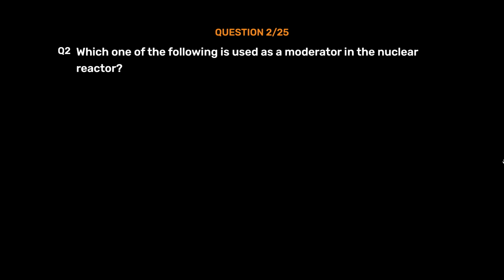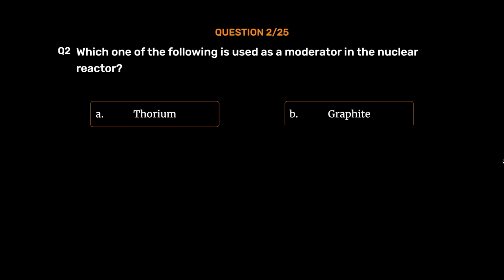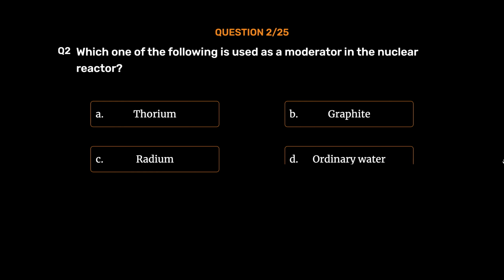Question number 2. Which one of the following is used as a moderator in the nuclear reactor? Option A. Thorium. Option B. Graphite. Option C. Radium. Option D. Ordinary water. The correct answer is Option B.